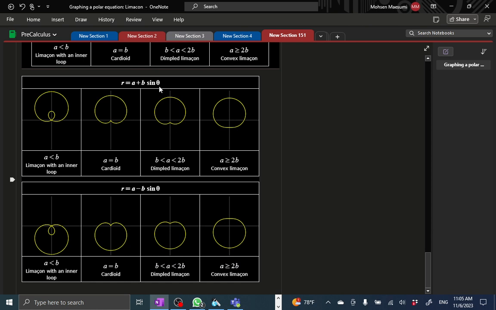So you see, A plus B sine theta. This orientation is opening toward north, and this is the case with the inner loop. This is when A and B are equal. You have a cardioid. A between B and 2B is a dimpled Limacon in the vertical direction, and this is the convex case with the flat side being in the bottom. If you have A minus B sine theta, the picture flips. So the loop here was on the positive side. Now the loop is on the negative side, and so on.